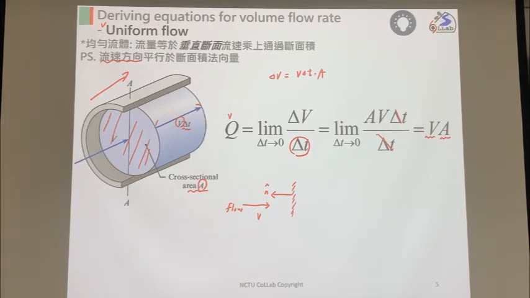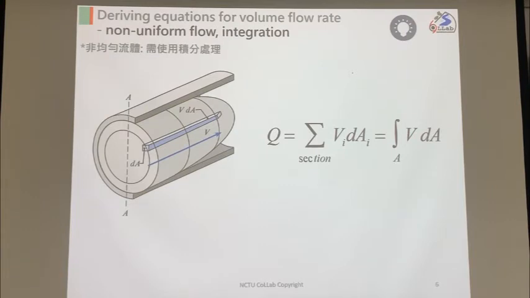Okay? So based on this idea, the reason Q is always equal to V multiplied by A is because we consider the uniform flow first, and then we consider the flow velocity direction is parallel to the normal vector of the cross-section area. Okay? So if not, first, we consider a different condition, the non-uniform flow.